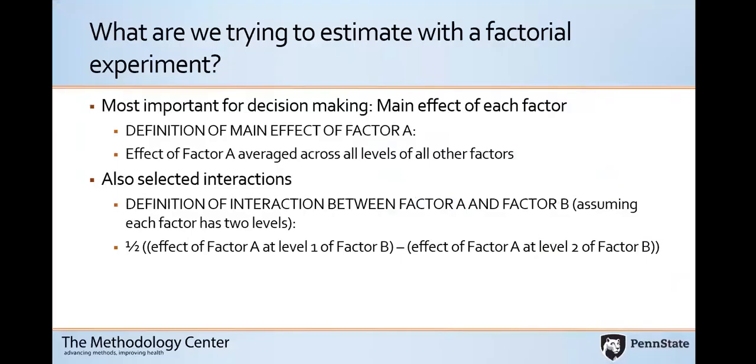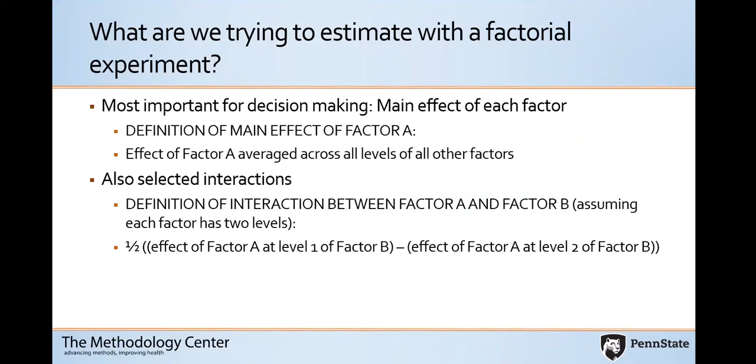But first, let's take a look at what we're trying to estimate in a factorial experiment. We're trying to estimate two quantities, main effects and interactions. The concept of a main effect is very simple, and the main effect is extremely important in selecting components when you're making up an optimized intervention. So the main effect of, say, factor A is the effect of factor A averaged across all the levels of all the other factors.